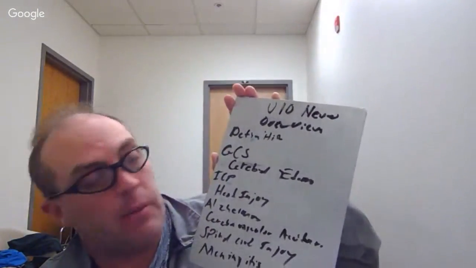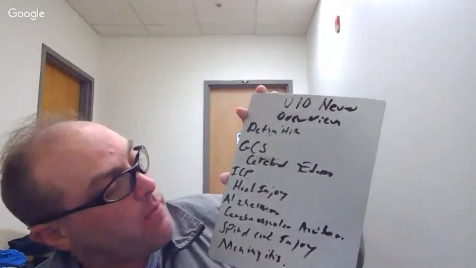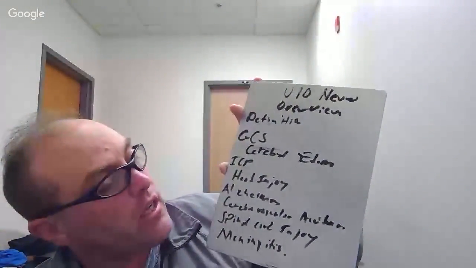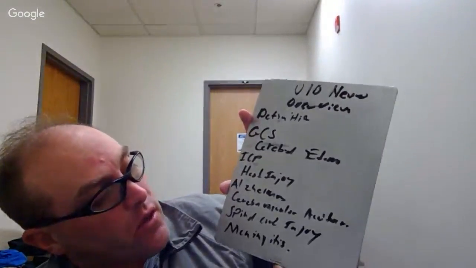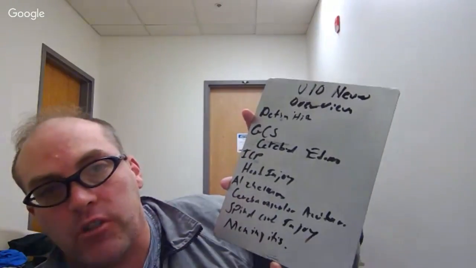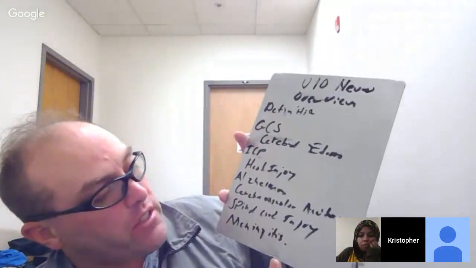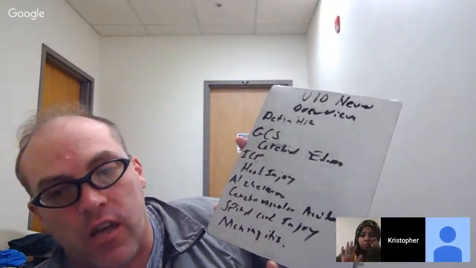Cerebral edema, the different types of cerebral edema and how they affect the body. Okay. Intracranial pressure. And then head injuries, the different kinds of head injuries you can get. Alzheimer's, cerebral vascular accidents. So like brain hemorrhages and embolisms and stuff is all in there. And then spinal cord injuries and then meningitis. Those are like the major topics.